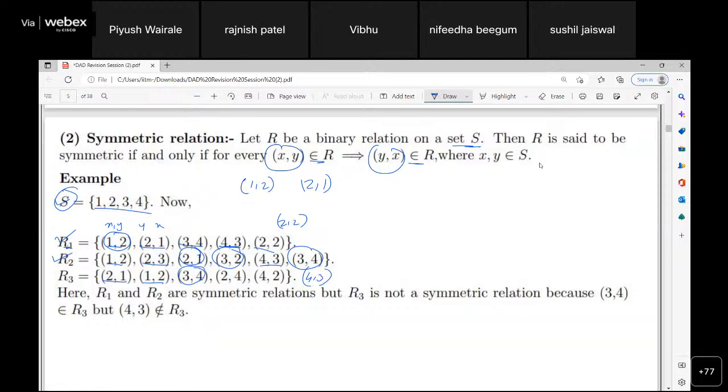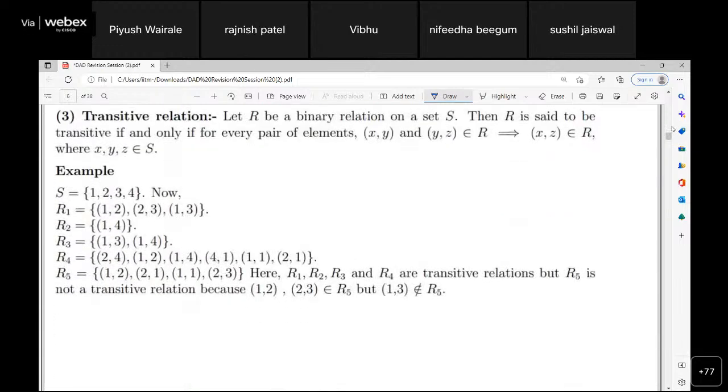Okay. So it is simple. Just look at this particular condition. In the case of reflexive, for all the x belongs to R, there should be x comma x value, right? And this is for symmetric relation. Now let's move on to a transitive relation.